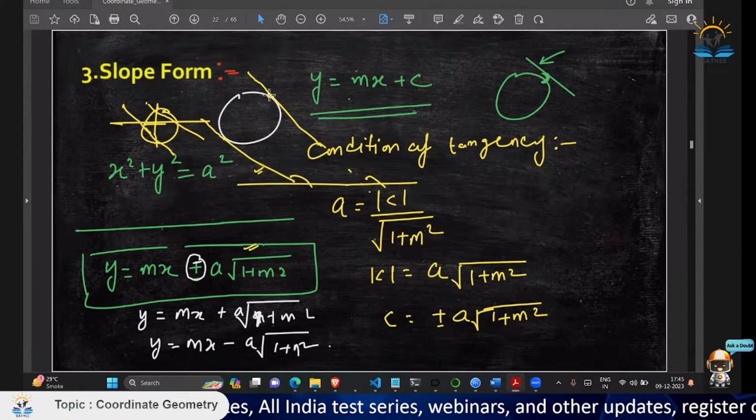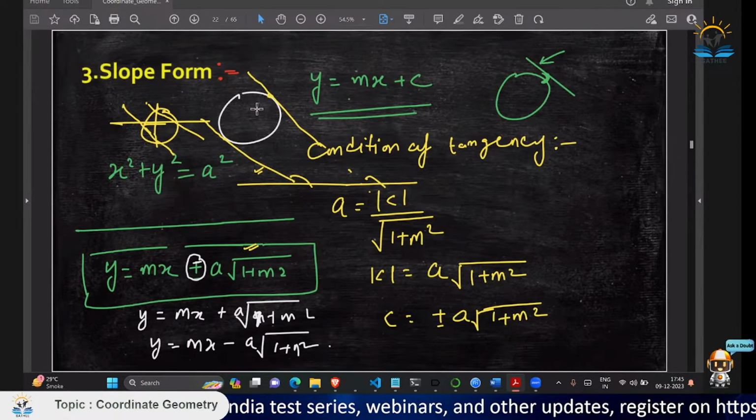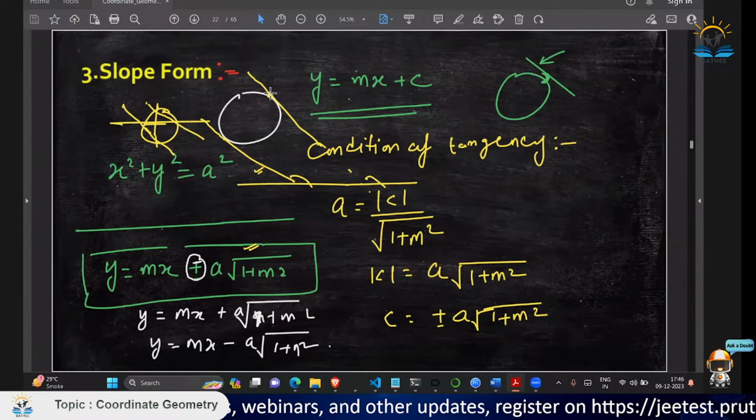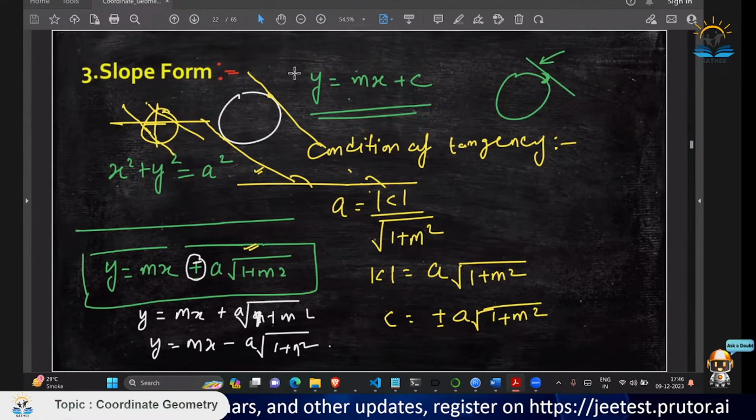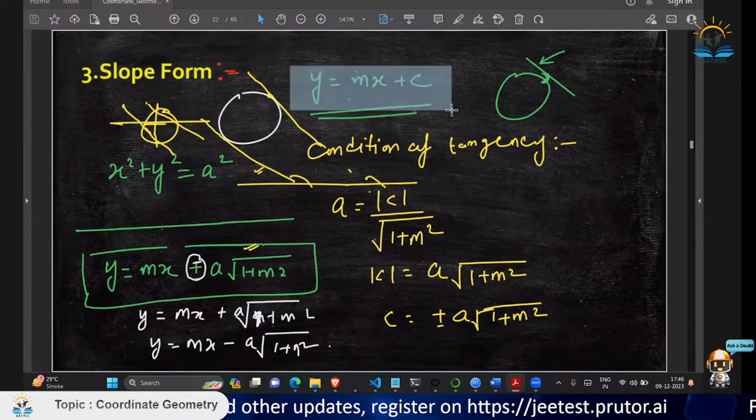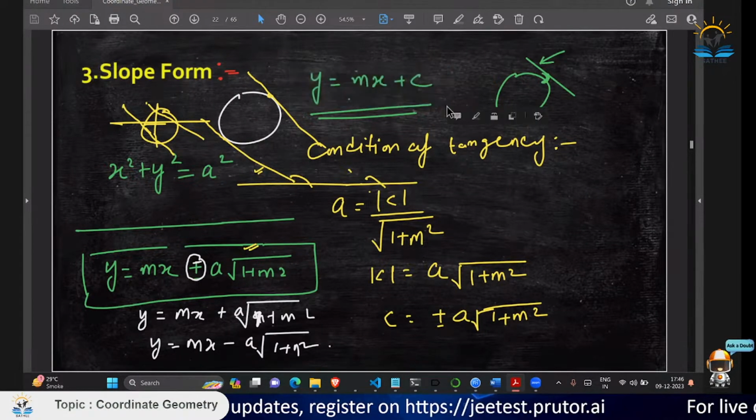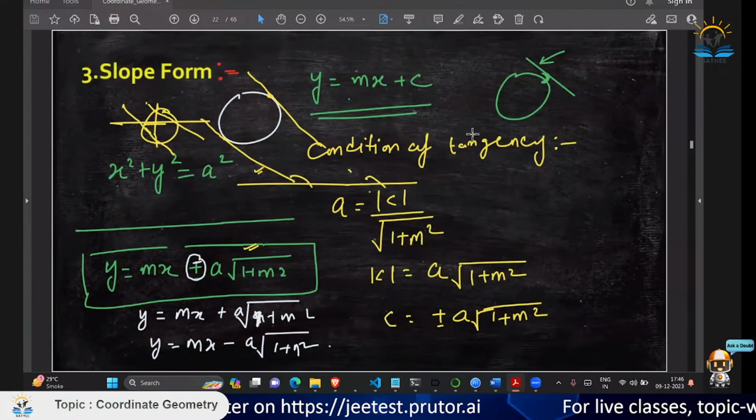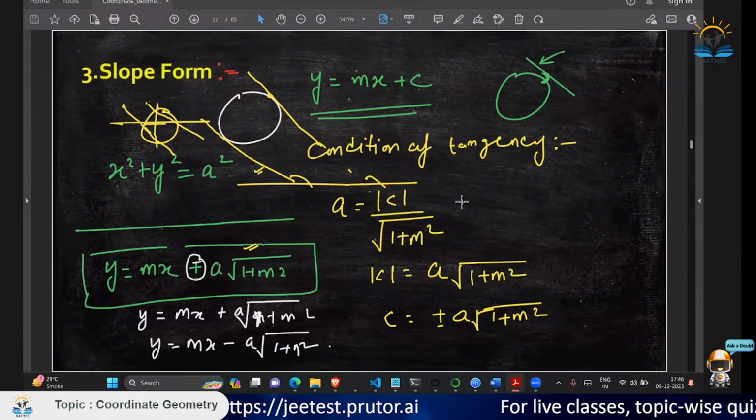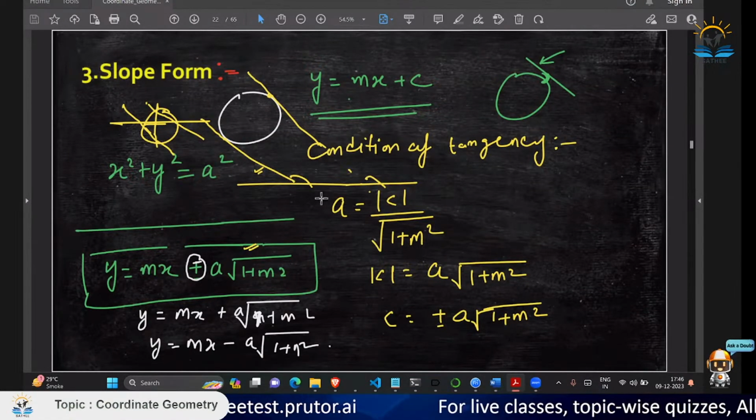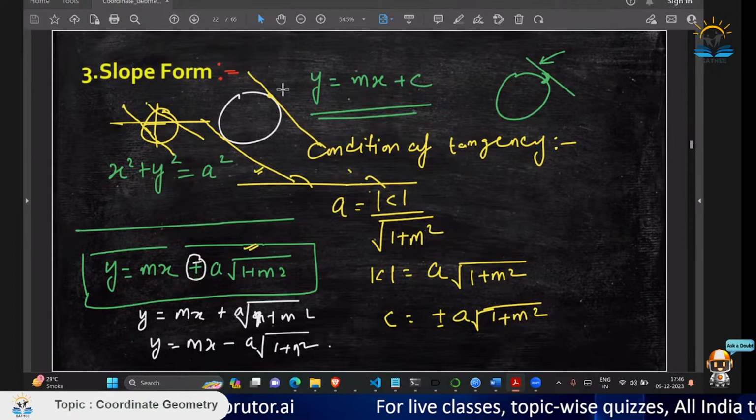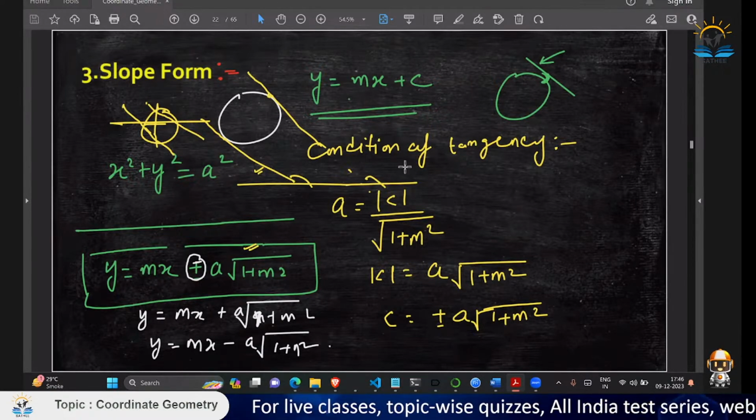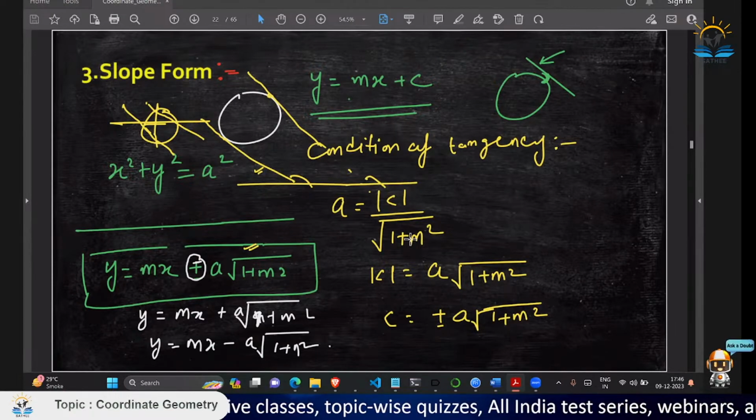Why? Because this distance from the center of the circle should be r, and this point lies on the tangent, right? So we can use the distance of a point from the line formula, which we had learned in the last class. By that we get what? This A is the radius. So A is equal to distance of this point from the line, which is mod c upon root 1 plus m square.